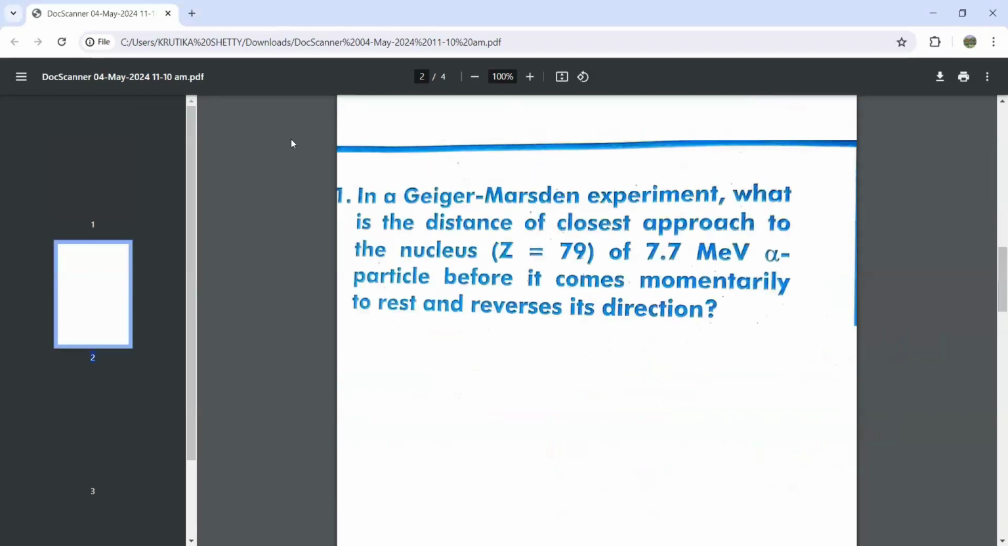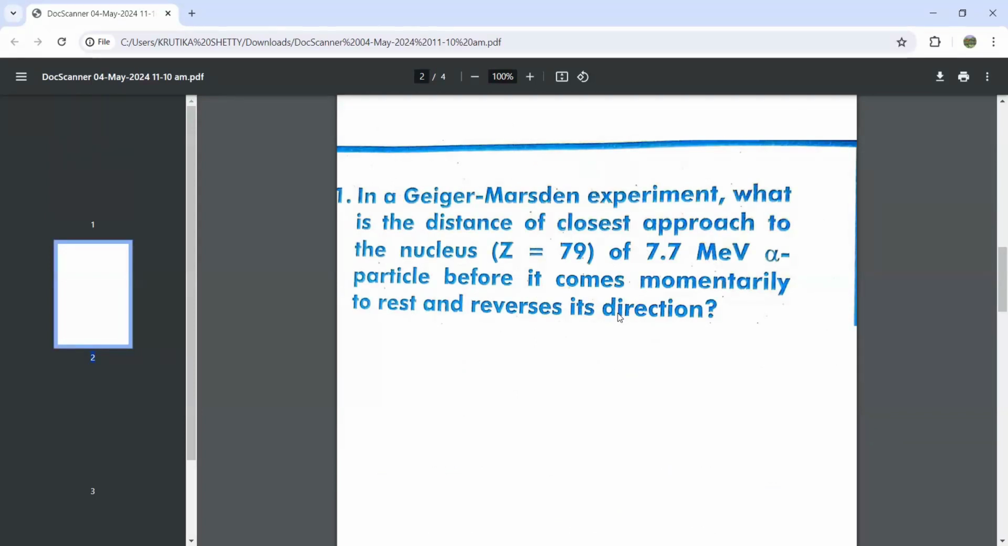The next question, students. In the Geiger-Marsden experiment, what is the distance of closest approach to the nucleus for a 7.7 mega electron volt alpha particle before it comes momentarily to rest, meaning the final velocity is 0, and reverses its direction? Again they are asking you the distance of closest approach.